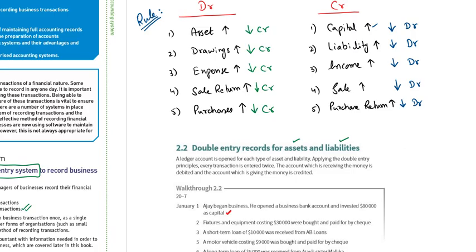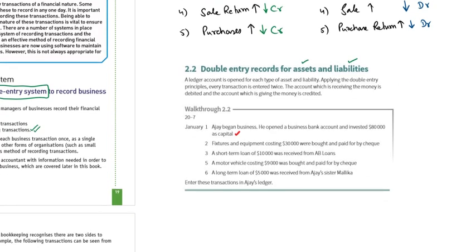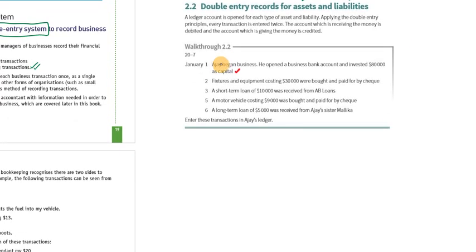Now we'll try to write double entry. Number 1, A began business. He opened a business bank account and invested $80,000 as capital. So we have to detect two accounting heads in a single business transaction. One accounting head is the capital, and the second accounting head will be the bank account, that is the asset. So I identified two accounting heads: the first is asset and the second one is capital.